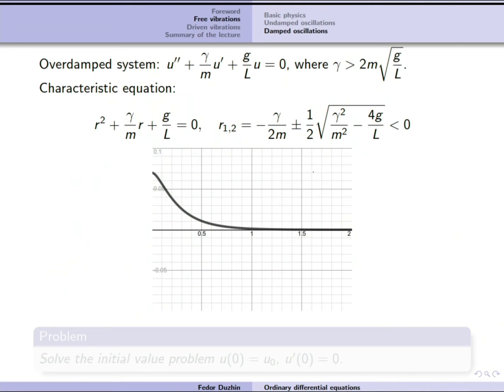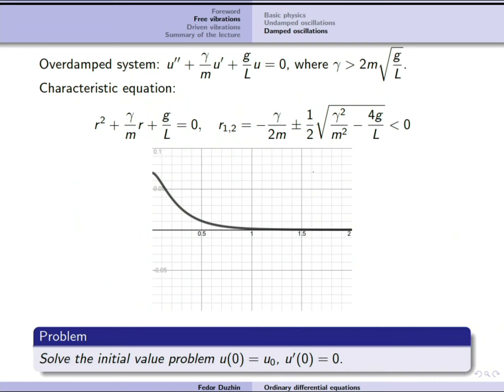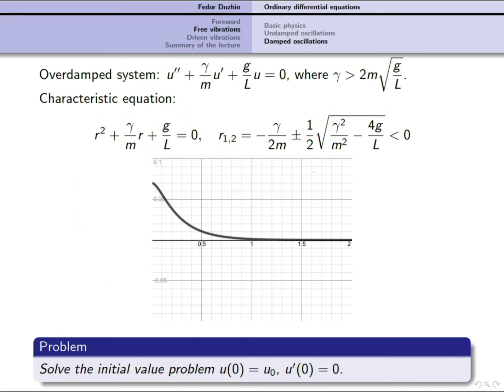All right. So let's very quickly go through these cases. So the first is overdamped system. Then we have two real roots, and an arbitrary solution is a combination of exponential functions with a negative exponent. And of course, it very quickly goes to 0. Right? And a little problem for you to try to do at home and discuss online is to solve the initial value problem of this characteristic equation, of this differential equation.